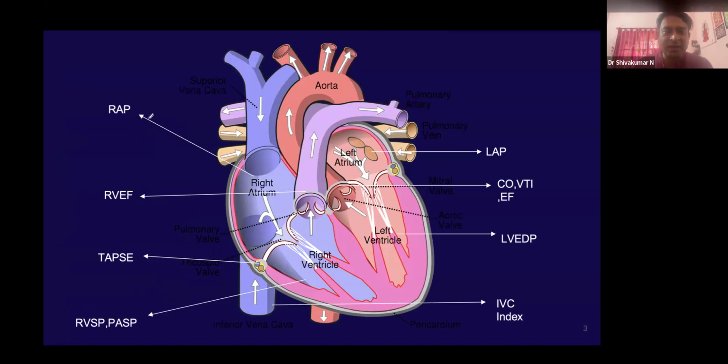The measurements in the heart: you have the right atrium, so I'll be talking about how to measure the right atrial pressure, the right ventricular ejection fraction, the measurement of TAPSE, and right ventricular systolic pressure, PASP measurement. Then the left-sided pressures: the left atrial pressure, and mainly the measurement of cardiac output, VTI, ejection fractions, left ventricular end diastolic pressure, and finally the IVC index. We'll go in detail step by step in each of these measurements.